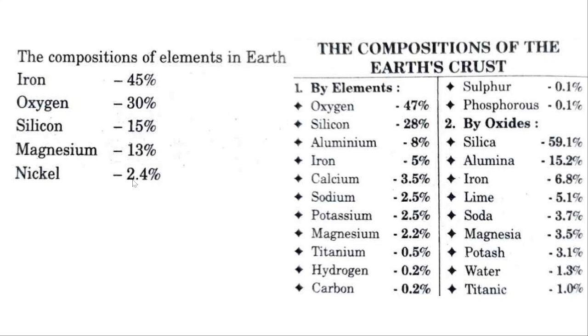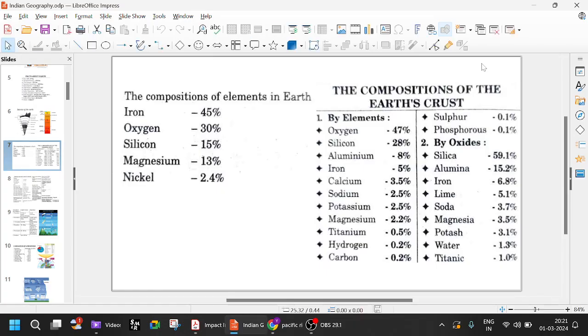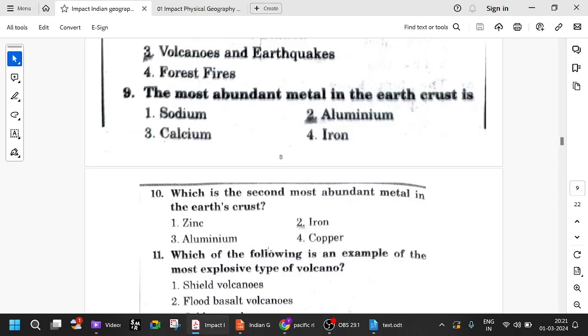And if you are looking by oxides, then silica, alumina, and then comes iron ore. Even then, aluminium comes first in the Earth's crust. That is if you're talking about the crust. So remember, the most abundant metal in the Earth's crust is aluminium. If you're talking about the whole Earth, then it will become iron.